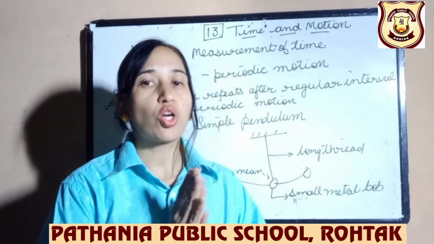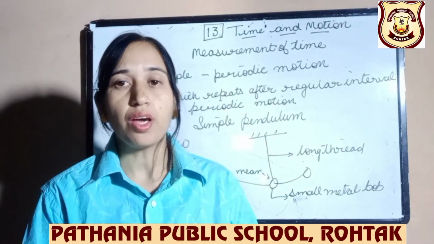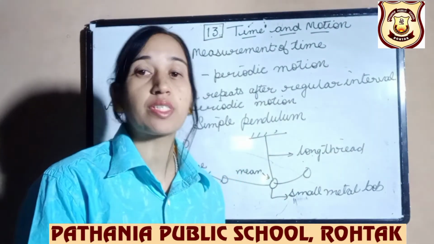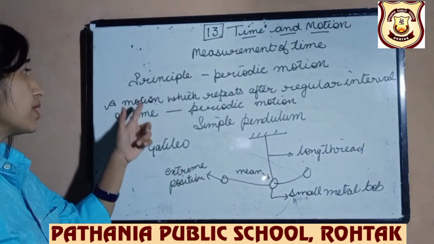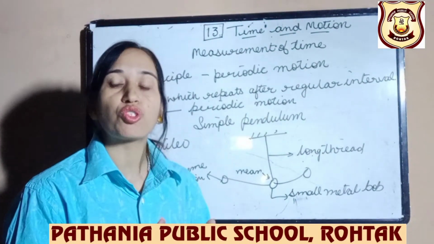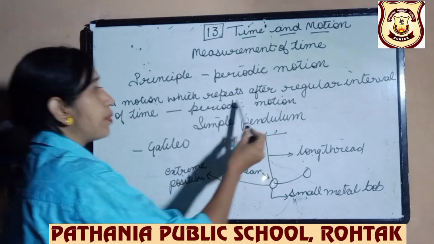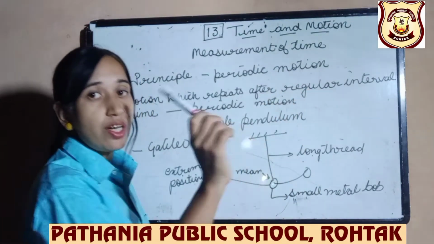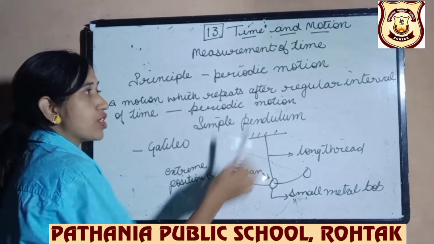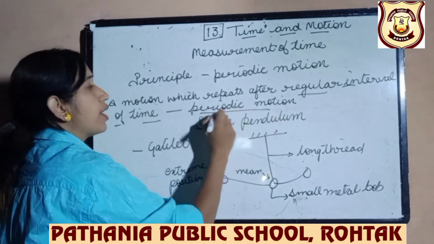Nowadays, beta, clocks are used for measuring time. And these clocks depend upon which principle? They depend upon periodic motion. And what is this periodic motion? A motion which repeats after a regular interval of time is called periodic motion.